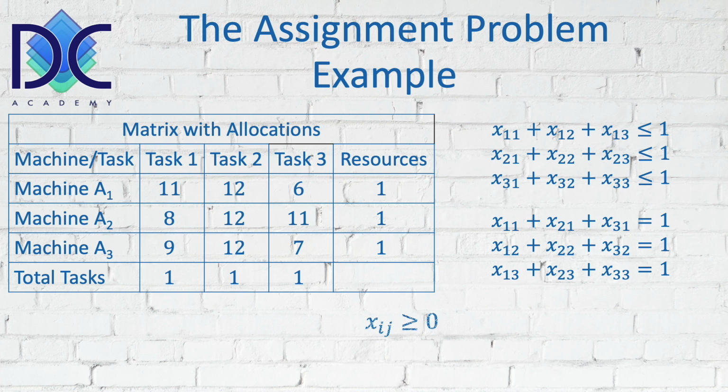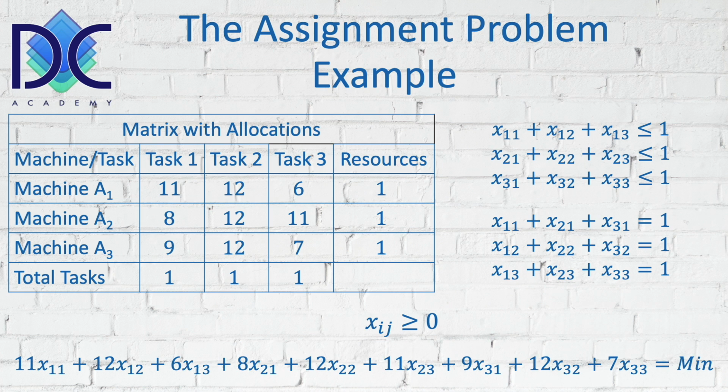Now when we look at the non-negativity condition, we have to say that those x_ij values are larger than or equal to 0. Now in the assignment problem we also know that they are in fact either 0 or 1. They're between 0 and 1. Since they are integers, it's either 0 or 1.